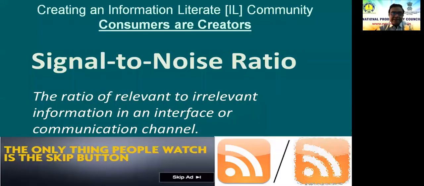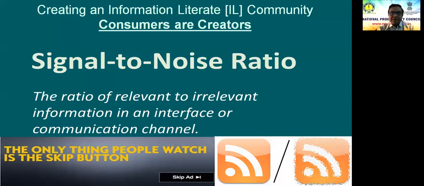Now, what we are discussing today is creating an information literate community. Information is in tons, loads of information around us. So we need to create an information literate community. And we can't deny the fact that consumers are creators today. If I consume a digital feed, I create my digital feed. So everybody is creating and consuming.